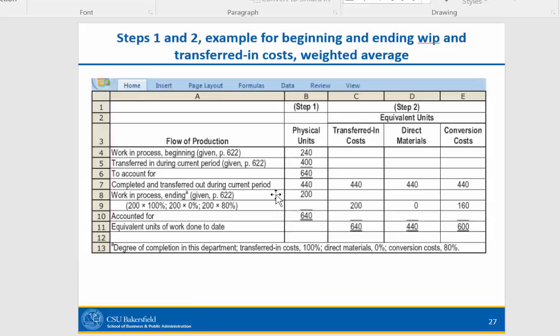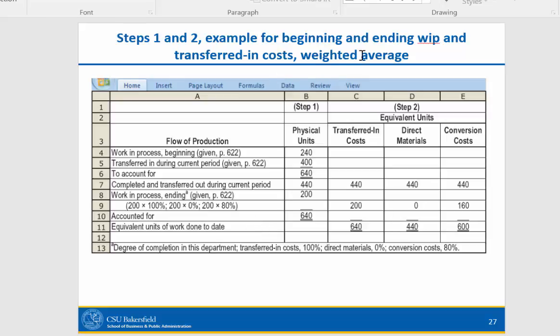So let's take a look at our class example. If you still remember the previous two slides, we started with 240 units, then 400 units were transferred in, so together we have 640 units. 440 units are completed and transferred out during the current period, and 200 units are left. We do have the percentage of completion information in the beginning and end, so we have all this information.